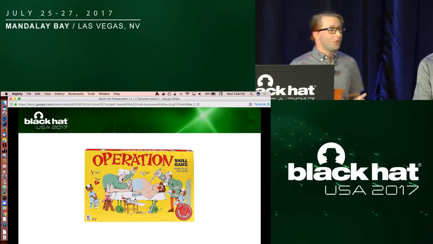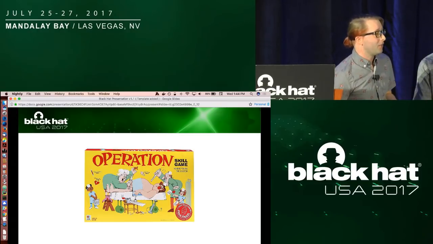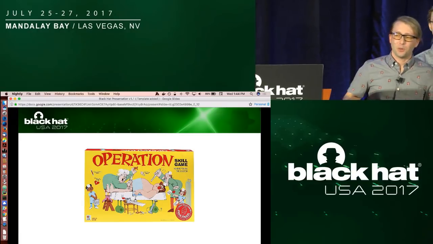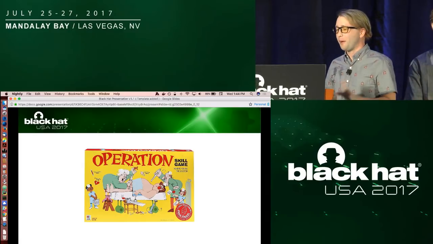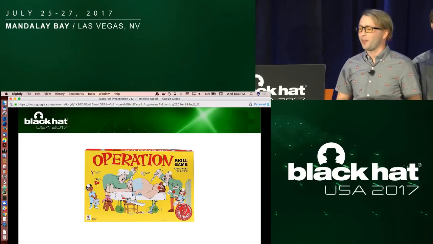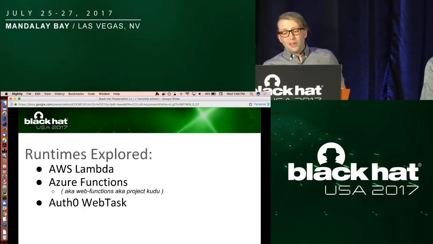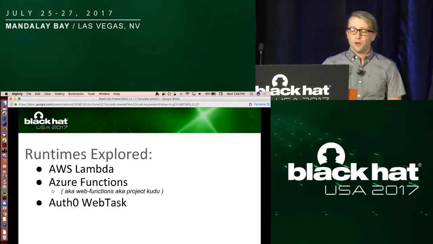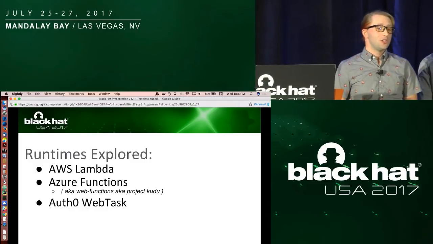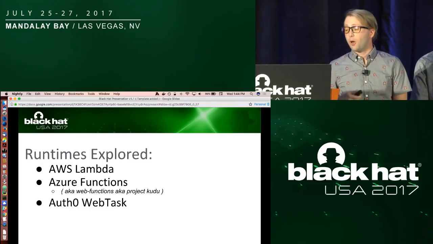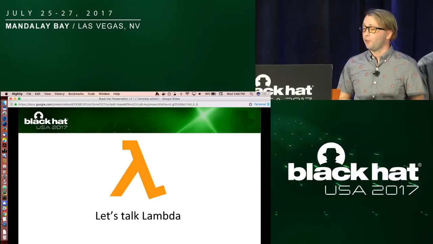So this is a little bit like playing Operation, right? Because you want to do this without the cloud provider revoking access to your account. So we definitely got in touch with all the cloud providers and joined their bug bounty programs and all that good stuff, so we didn't touch the sides. But if you're going to do this, do notify providers. We explored Lambda, Azure Functions, and Auth0 WebTask, like I mentioned. So two big box vendors, one small, very purpose-built sandbox.